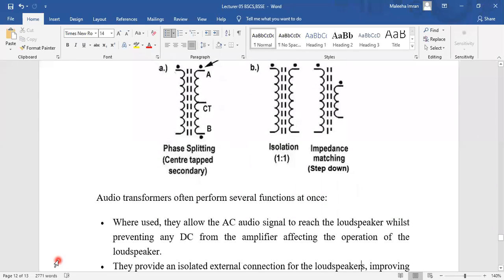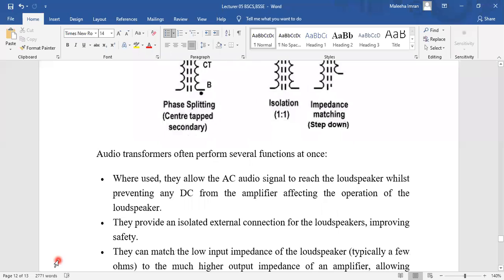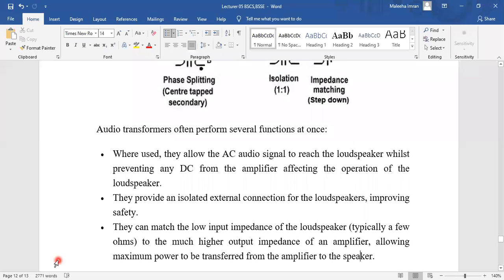Audio transformers perform several functions. Number one, when used, they allow the AC audio signal to reach the loudspeaker while preventing any DC from the amplifier affecting the operation of the loudspeaker.